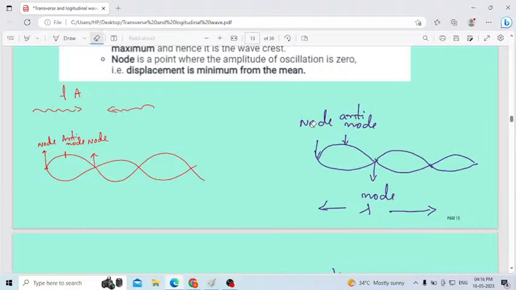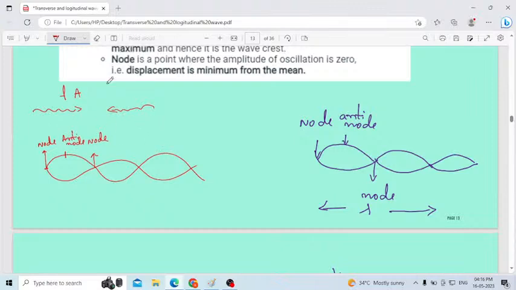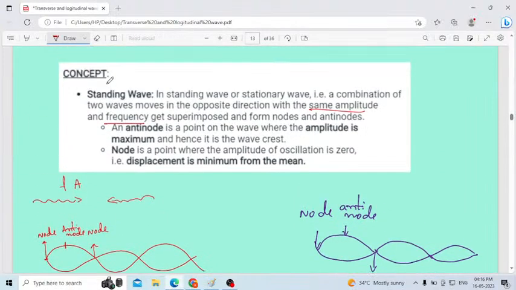I will erase this one. Okay, this I can't erase. This one is a node, this one is an antinode. What are stationary waves? When two waves of the same amplitude and frequency approach in the opposite direction, both get superimposed, you can consider they overlap. Then you will see the formation of nodes and antinodes.